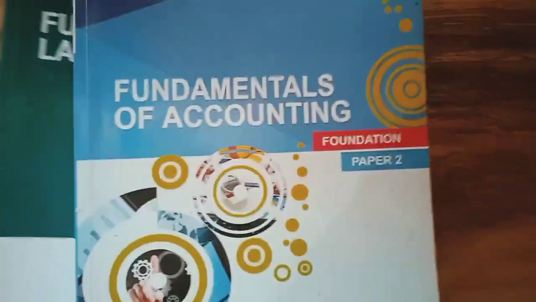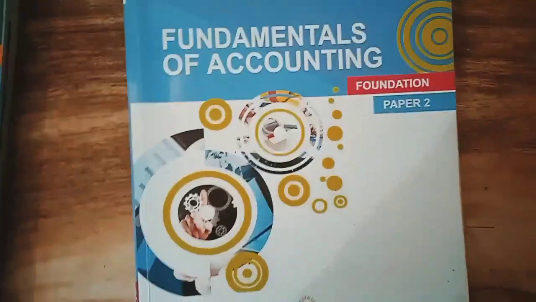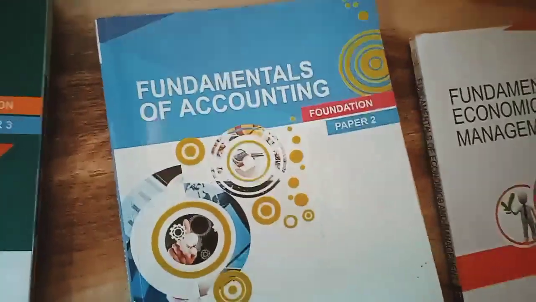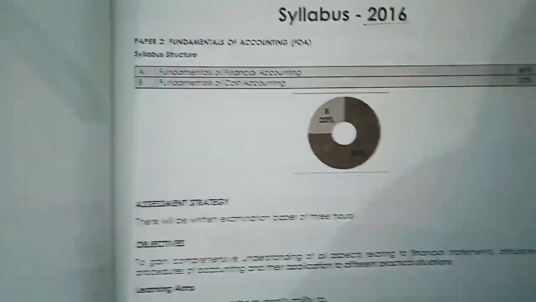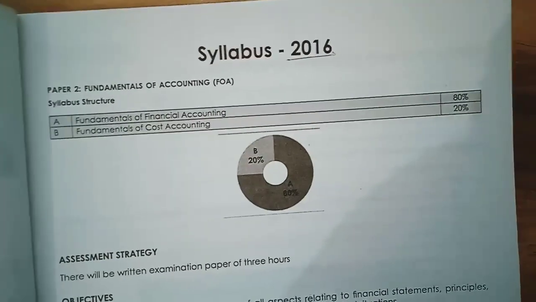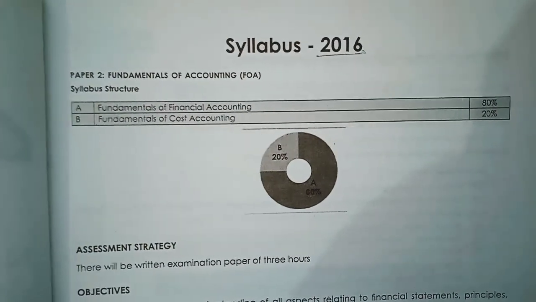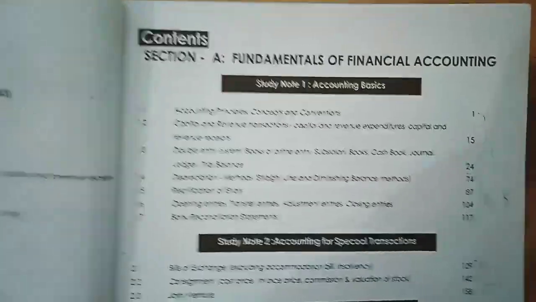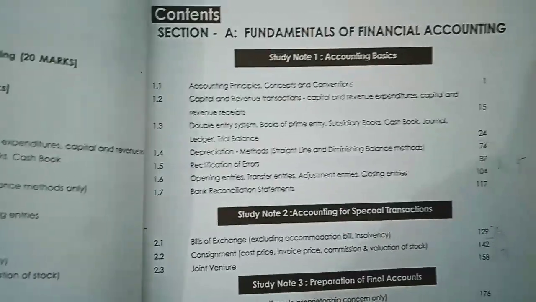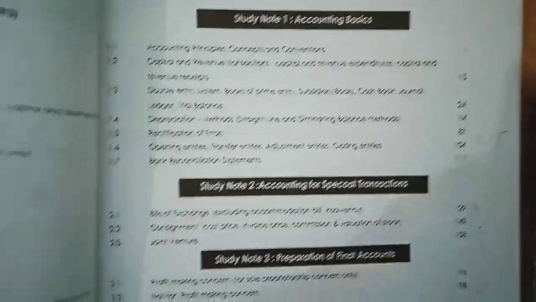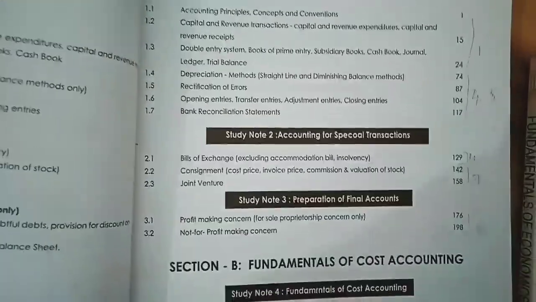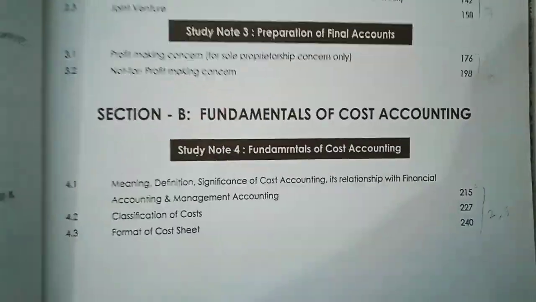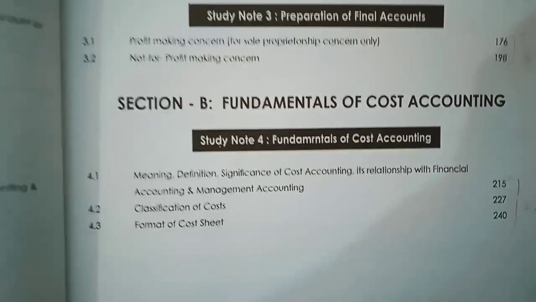Next is paper number 2, that is Fundamentals of Accounting. Now let us see the syllabus of the same. Fundamentals of Financial Accounting is 80% of marks, and Fundamentals of Cost Accounting holds 20% of marks. And the chapters are as follows. In section A, that is Fundamentals of Financial Accounting, you have accounting basics, accounting for special transactions, and then preparation of final accounts. And in section B, that is Fundamentals of Cost Accounting, you have just one study note, that is Fundamentals of Cost Accounting.